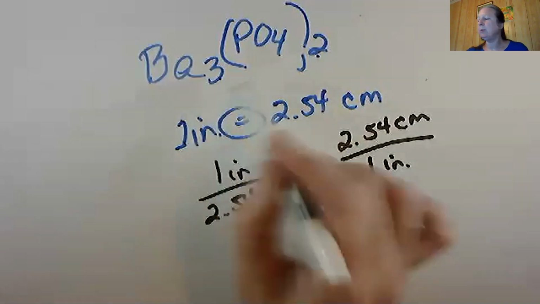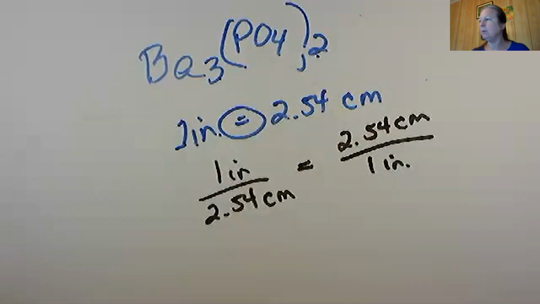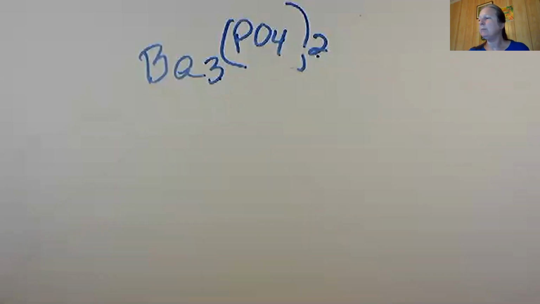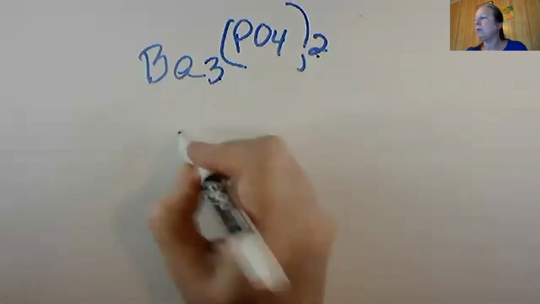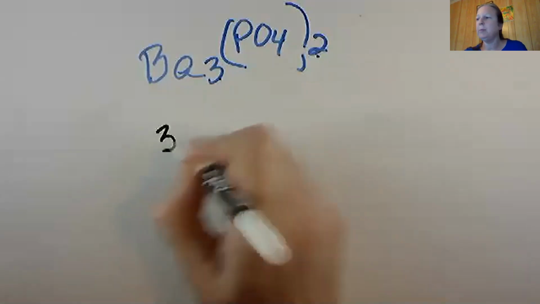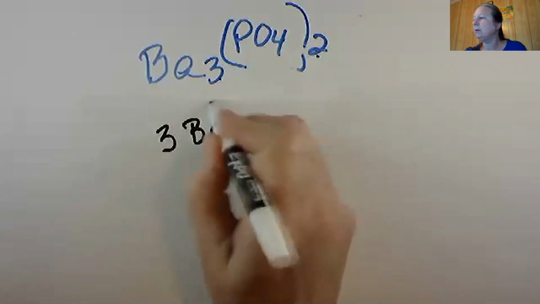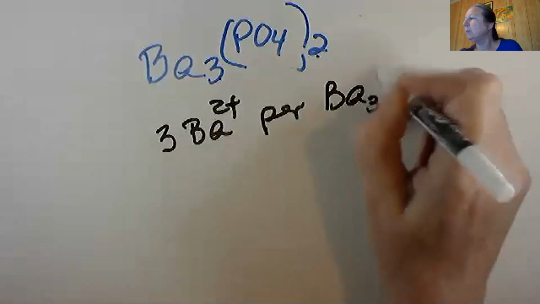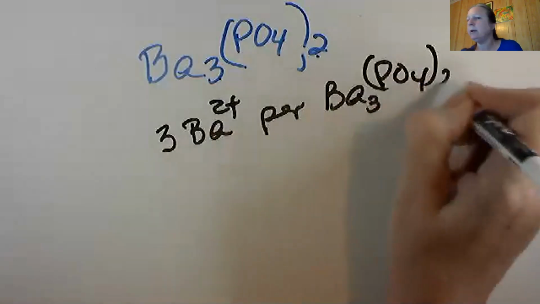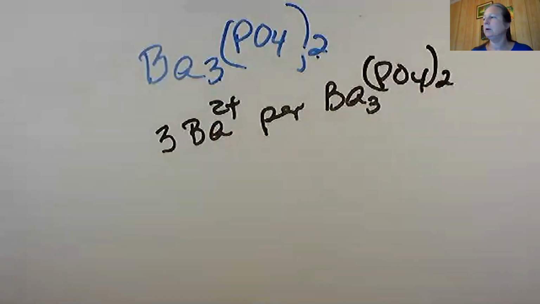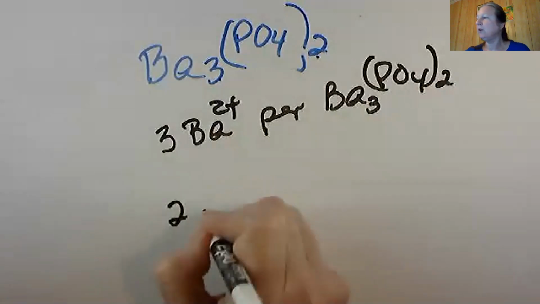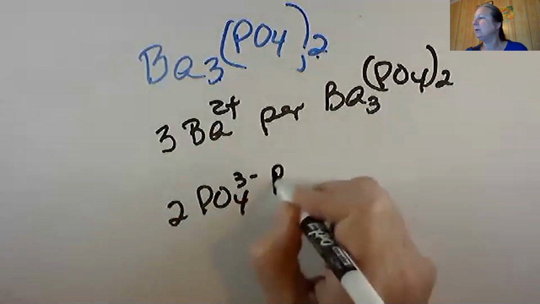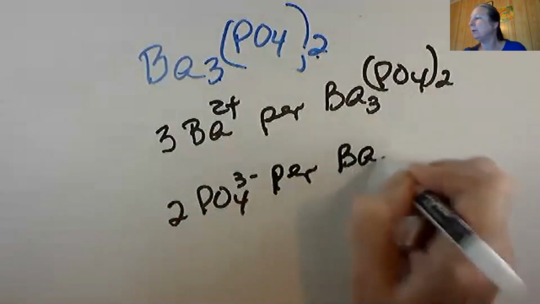So I can do the same thing here, right? Erase this. I can make all kinds of statements. I have 3 barium ions per barium phosphate compound, right? I have 2 phosphate ions per compound.